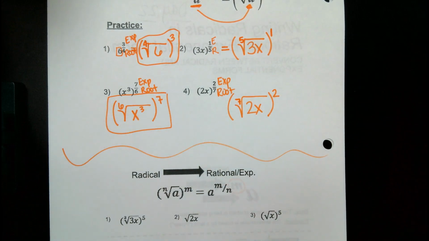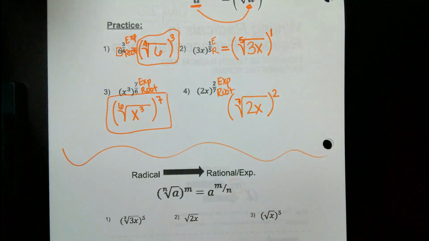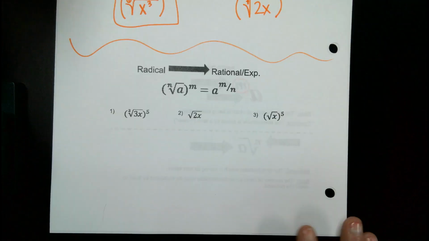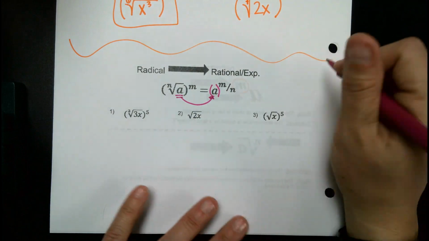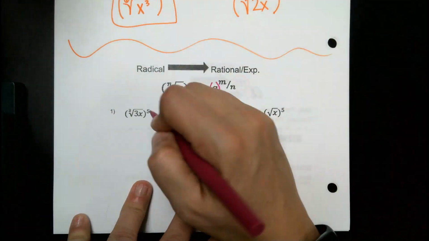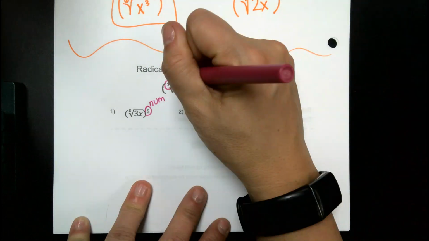Now, like I said, we're going to do both. We just took exponential form and turned it into radical form. And now we're going to go the opposite direction. Now they're going to give us radical form. So now you just have to remember, whatever is under the radical becomes our base. And I always put parentheses around my base. And then the number on the outside is the denominator of the fraction.